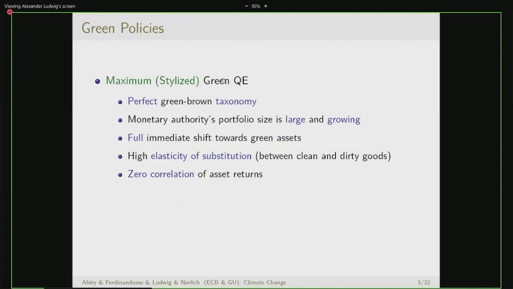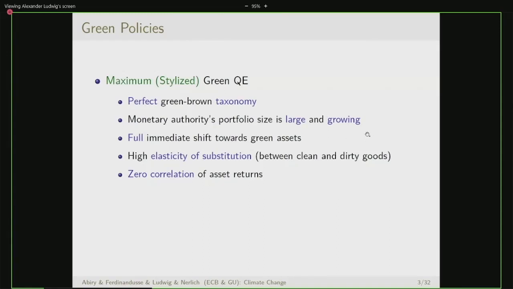The green quantitative easing is stylized, and we like to refer to this as a maximum green quantitative easing. So we think about this that within the framework of our model, we give green QE the maximum possible chance to have an effect. And the first one is that we assume that there is a perfect green-brown taxonomy. Second, we assume that there is a large size of the monetary authorities' portfolio in asset holdings. And here's the connection, and it is growing over time.